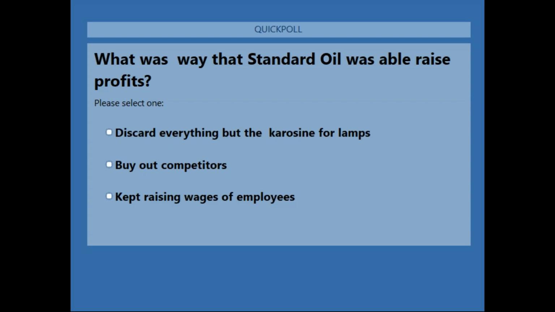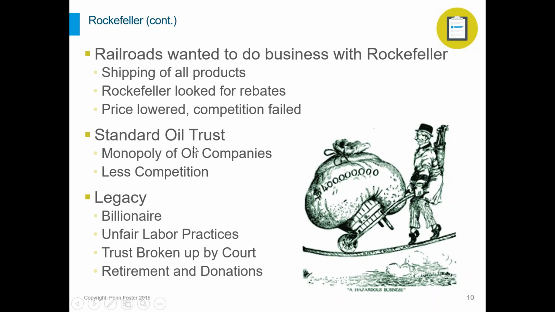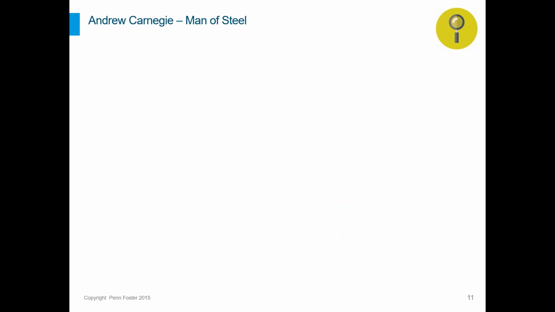Answers came very quick. Thank you all. It was buying out the competitors, creating his Standard Oil monopoly. So thank you for the good questions and being able to post. The next tycoon is Andrew Carnegie.